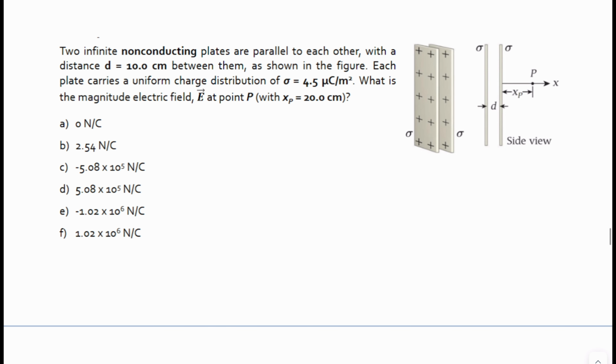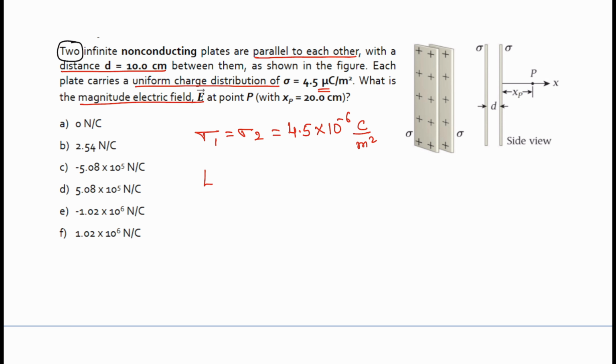Okay, now something interesting. Two, this is the major word. Two. So you need to focus: how many sheets? Two infinite non-conducting plates are parallel to each other with a distance between them as shown in the figure. Each plate carries a uniform charge distribution. Sigma 1 is equal to sigma 2, which is 4.5 times 10 raised to power negative 6 coulomb per meter square. What is the magnitude of electric field at point P?